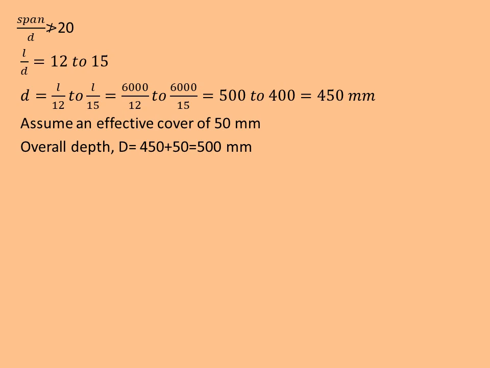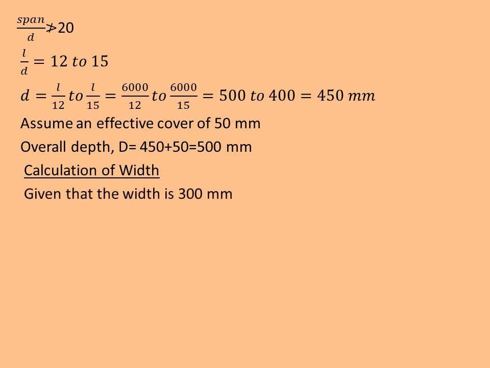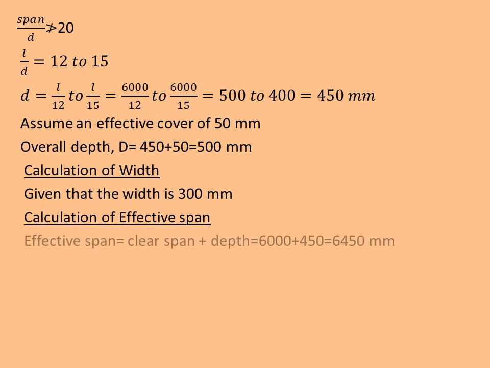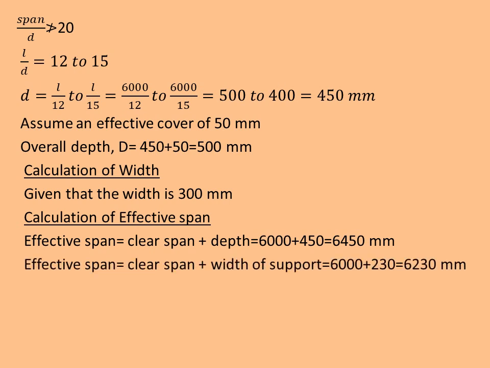Now I'm going to assume an effective cover of 50 mm. So we can calculate the overall depth. 450 plus 50 is equal to 500. Effective depth is the depth till the center of the reinforcement. We have to calculate the total beam as well, since we're designing the whole beam. So overall depth D is equal to 450 plus 50, which is equal to 500 mm. Now we calculate the width. After the depth, we'll calculate the width. The width is given as 300 mm, so we don't have to calculate it separately.